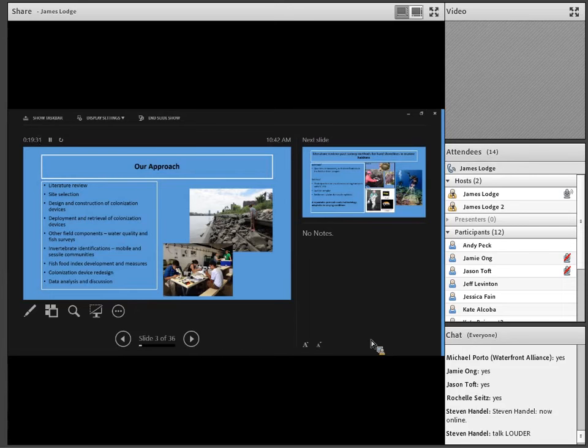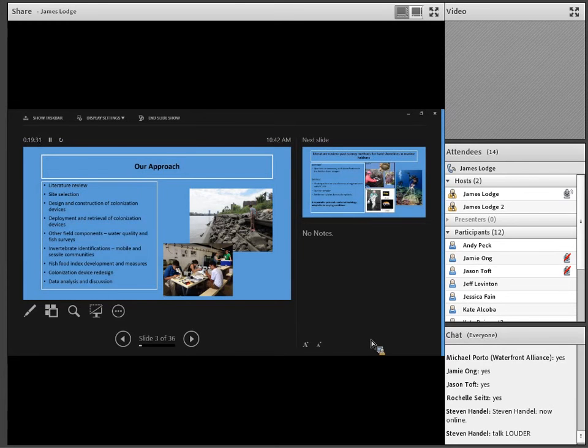After that, we did our identifications. We looked at both mobile and sessile invertebrates. We developed a rudimentary fish food index to try to assess habitat quality in that way. We also went back and redesigned our colonisation device based on some of the lessons we learned in the field. And we've done our data analysis, and that's complete now, and our discussion.